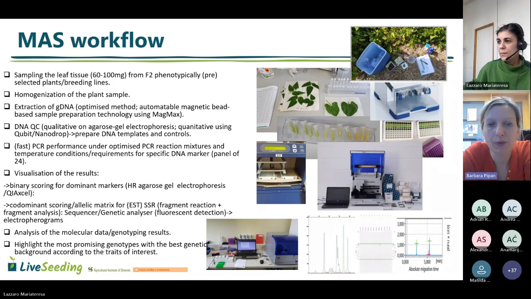Here we do the fragment reaction followed by the fragment analysis, which is done at the sequencer, and then read the electropherograms to get the final allele lengths as input data for the population genetics software, which is used at the end for the analysis of the molecular data and genotyping results. After that, it is possible for us to highlight the most promising genotypes with the best genetic background according to the traits of interest.